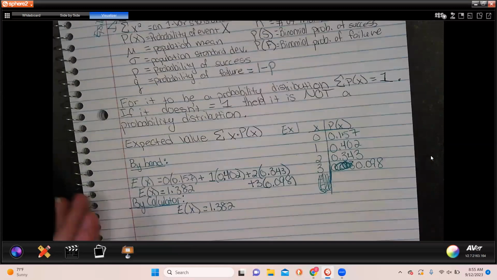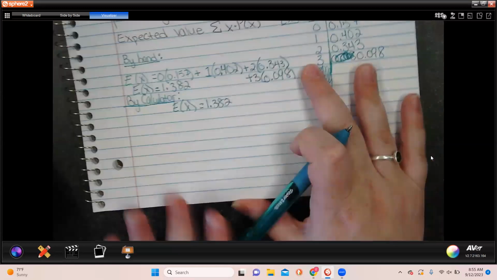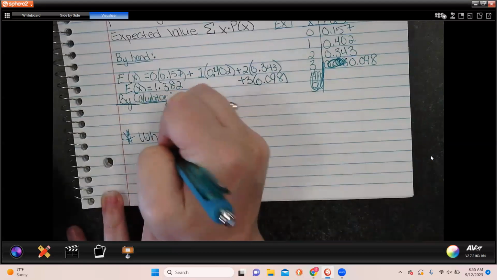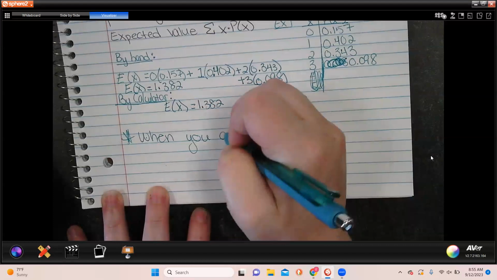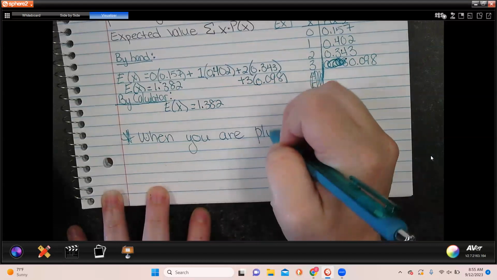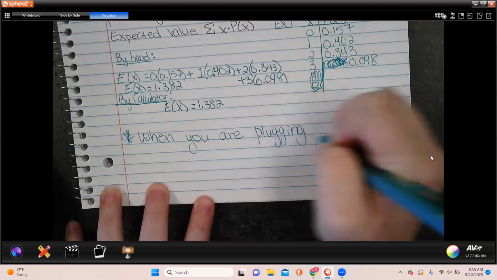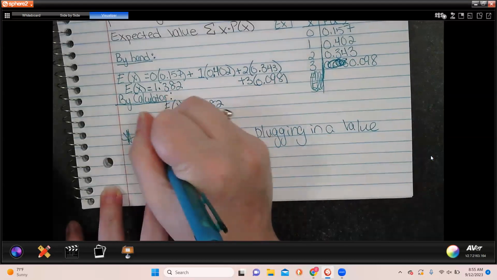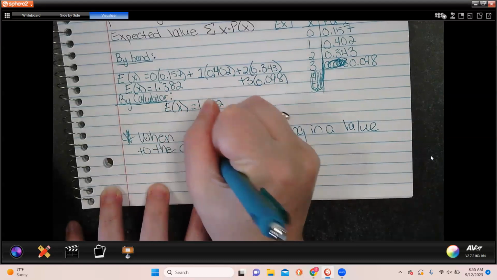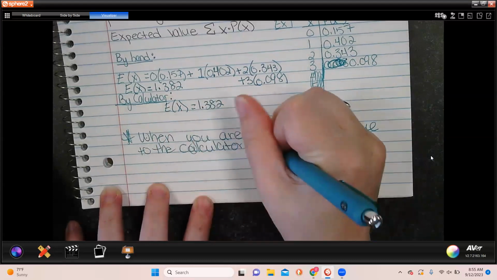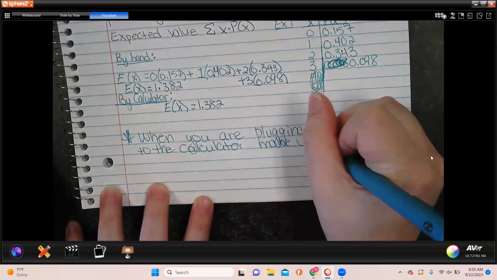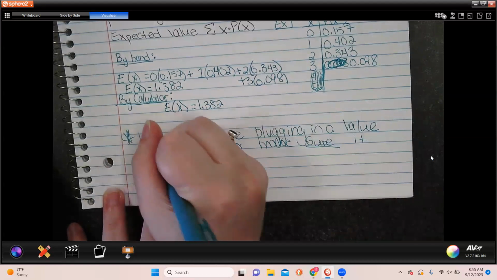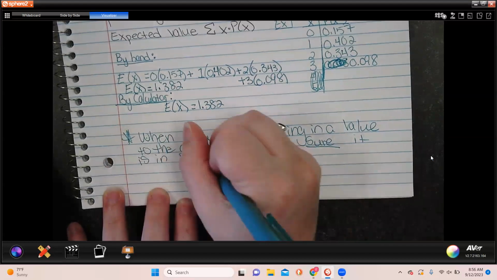Okay, so this is everything from 6.1. Almost. There was one other thing I wanted to talk about from 6.1. When you are plugging in a value to the calculator, make sure it's in parentheses, because if you don't, it's not going to do the right thing with it.